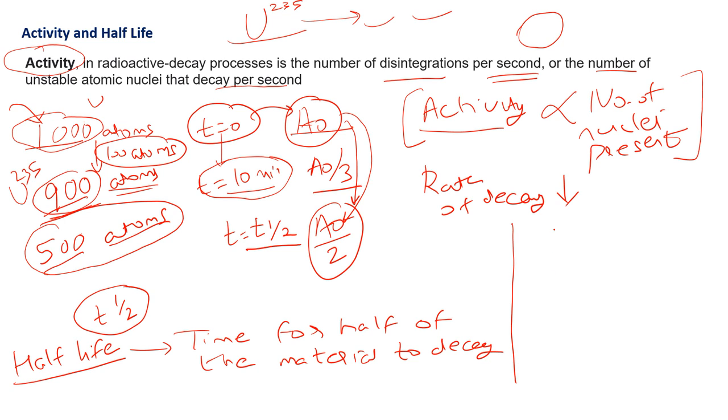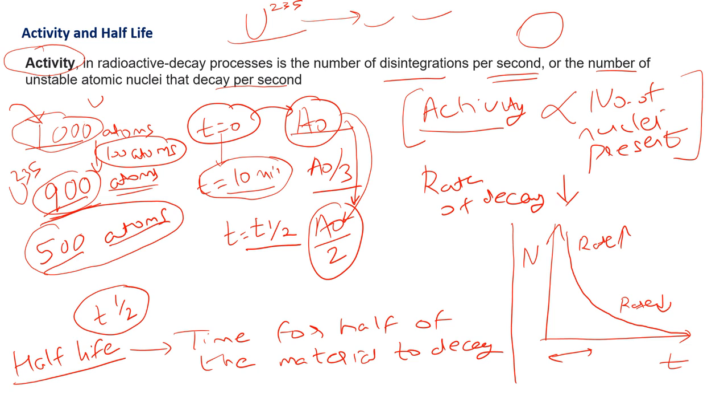So if I want to draw a graph in which on the y-axis we have the number of nuclei present and on the x-axis we have time, the graph is an exponential graph like this. You can see that at the lower times when the time has just started, the rate of decay is much faster, and as you keep on increasing the time, the rate also falls. So this is a rough diagram.